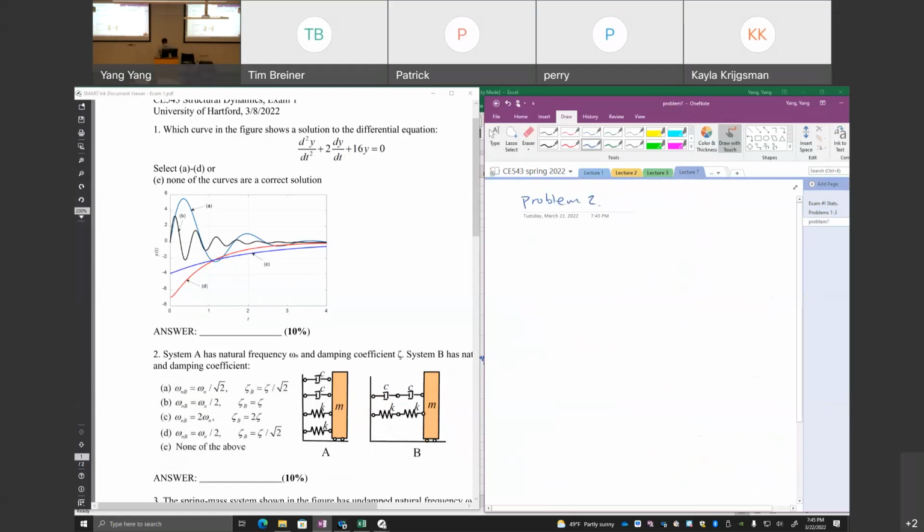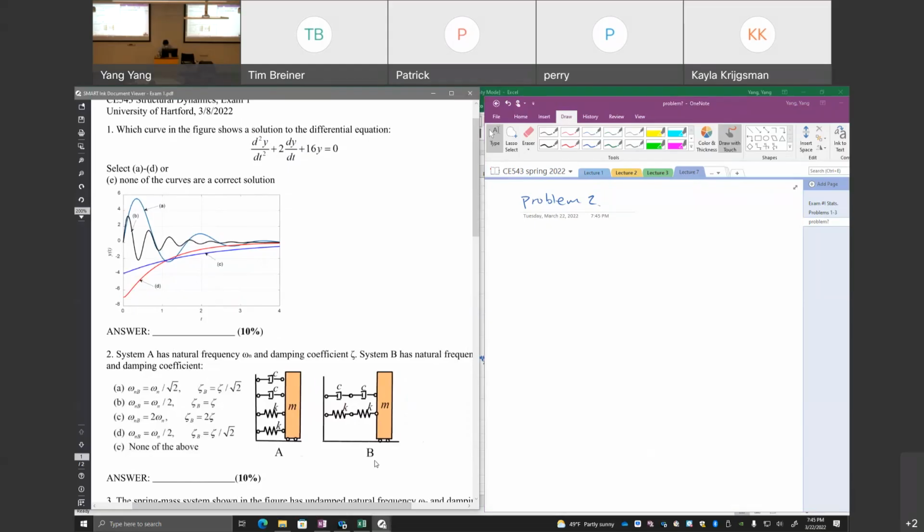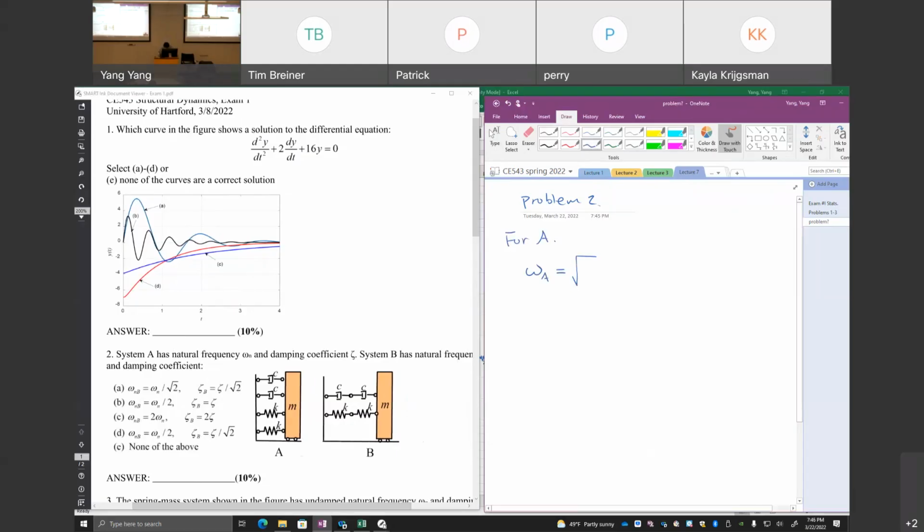The second problem. We are given the natural frequency omega n and damping ratio for A. The problem requires us to figure out the relationship between the natural frequency and the damping ratio of system B. So for A, omega A is equal to the square root of the stiffness of A over the mass of A, the natural frequency of system A.